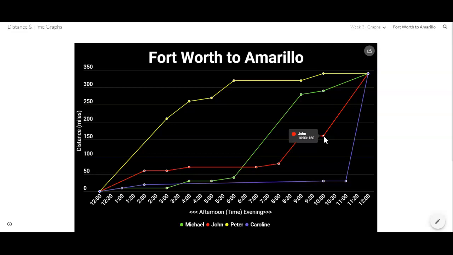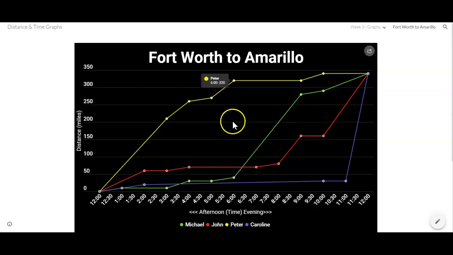So this one here for John is 10 p.m. He's gone 160 miles. This is important because if I go to this dot, at 9 p.m., he had gone 160 miles, which means that for this hour between 9 and 10, he didn't go any miles, so his average speed would be 0 because he didn't go anywhere. So this is like a little break that John took. And then from 8 to 9, he went from 80 miles to 160, which is 80 miles in 1 hour. That would be 80 miles per hour.